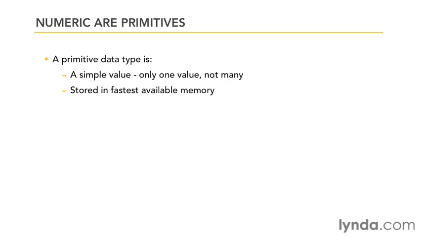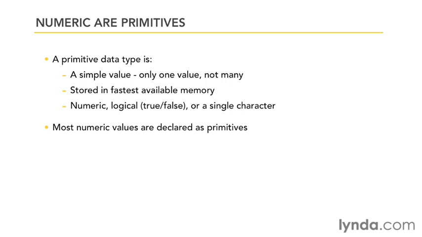Primitive data types are stored in the fastest available memory, whereas complex objects are stored in heap memory. When you're running an application, you won't see significant differences, but they do exist. Primitives can be used to represent numeric, logical, or single character values. They can't be used to represent strings, dates, or other things that have to be represented as complex objects. Most of your numeric values will be declared as primitives. You'll only need to use complex objects where you need to do conversions, or you need to guarantee precision when doing certain kinds of calculations.